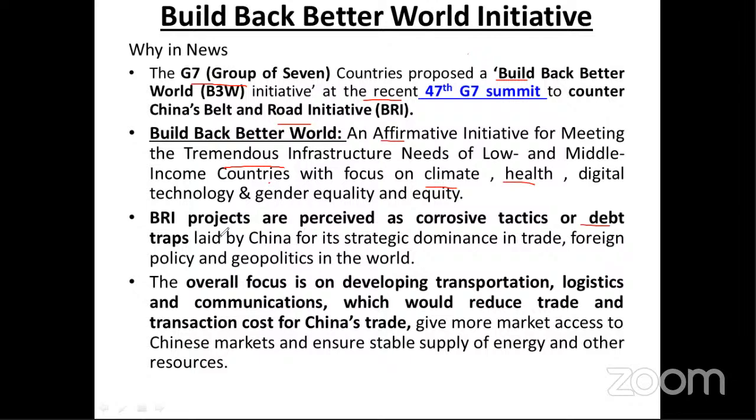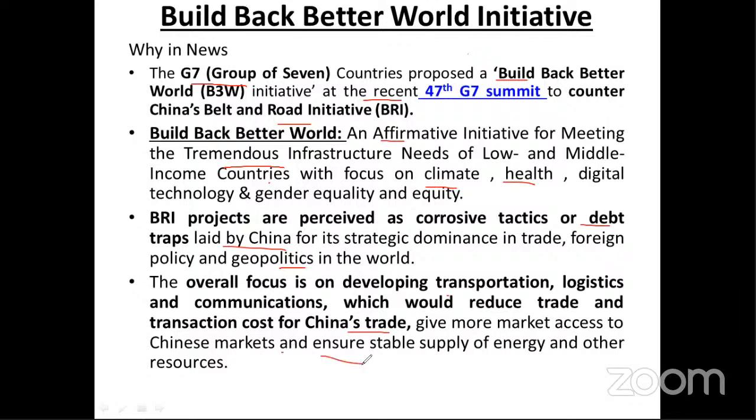The initiative is led by China for its strategic dominance in trade, foreign policy, and geopolitics in the world. The overall focus is on developing transportation, logistics, and communication, which could reduce the trade and transaction costs of China's trade, give more market access to the Chinese market, and ensure a stable supply of energy and other resources.